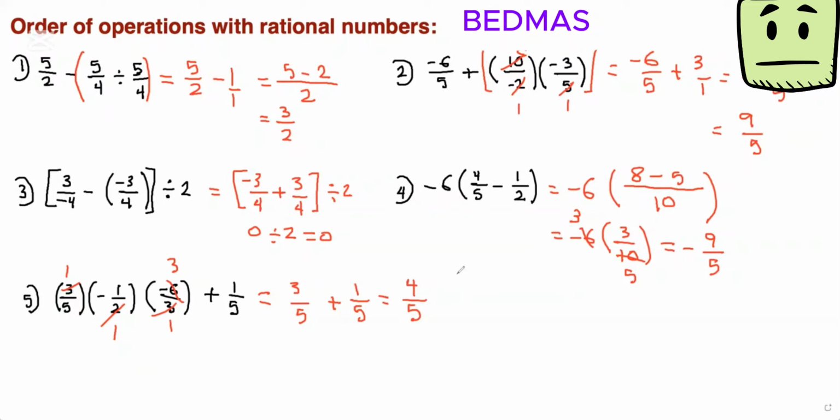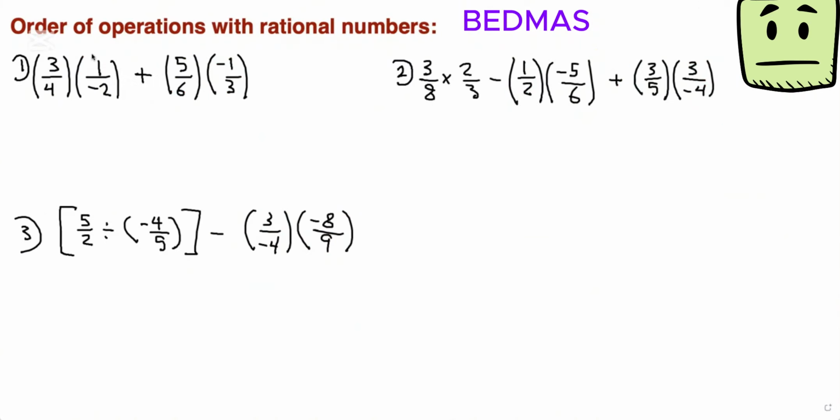Well, what I'm going to do next is take a few more that are maybe a little bit more complicated. So just give me 1 second here. Number 1, 3/4 times 1 over -2 plus 5 over 6 times -1 over 3. So order of operations, multiplication first. So I'm going to do this first. And also I'm going to do this.